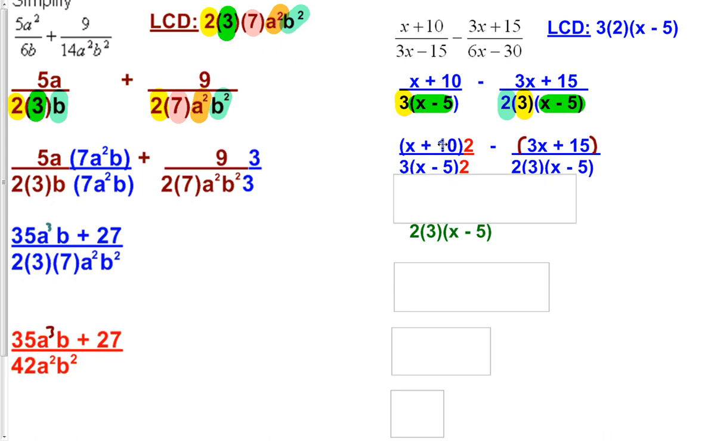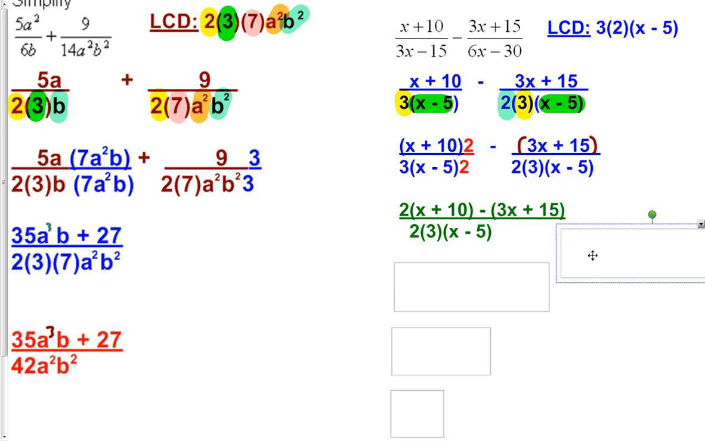We still have 2 times this grouping here. And on this side we have the negative sign applied to that entire group. Don't forget the parentheses here, this can really burn you. Once we're at this point, it's simply distributing and simplifying all the way through. We see that we have a 2 that can distribute here, and on this side we have a negative sign that can be distributed to both the 3x and the 15. Our denominator won't change. So let's work across.